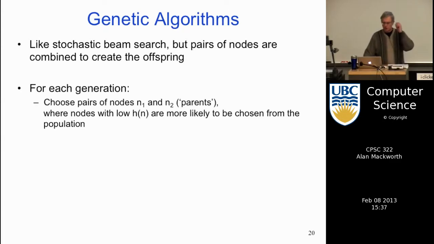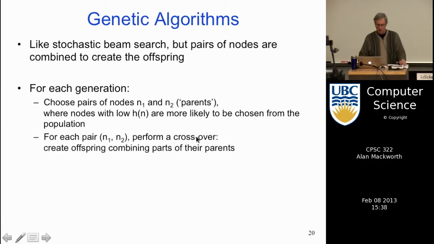Going even further, we can go on to sexual reproduction. So this idea of genetic algorithms. It's like stochastic beam search, but you actually take a pair of nodes and swap their characteristics, right? It's like swapping chromosomes. So this is the algorithm. For each generation, choose pairs of nodes N1 and N2, called the parents, where nodes with low heuristic value are more likely to be chosen from the population. For each pair, perform a crossover, create offspring combining parts of their parents.